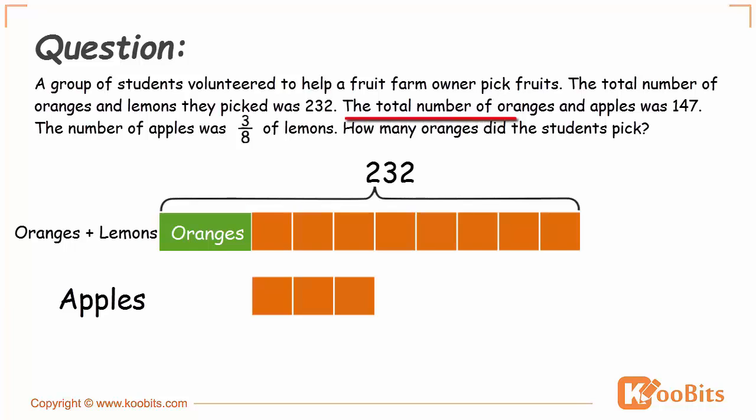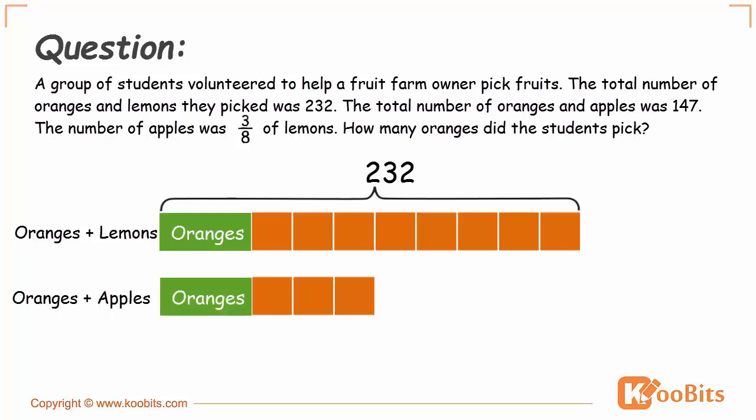The total number of oranges and apples was 147. Let's use a rectangle of the same size to represent the number of oranges and add it to the number of apples. Can you see that the number of oranges plus 3 units is equal to 147?